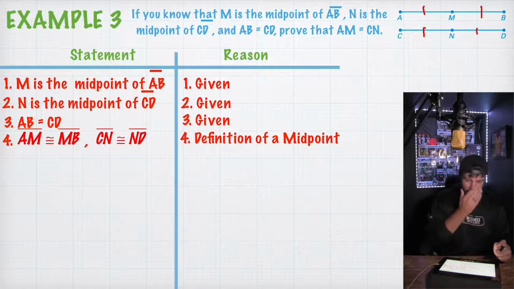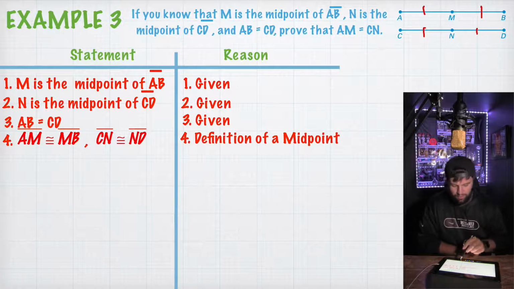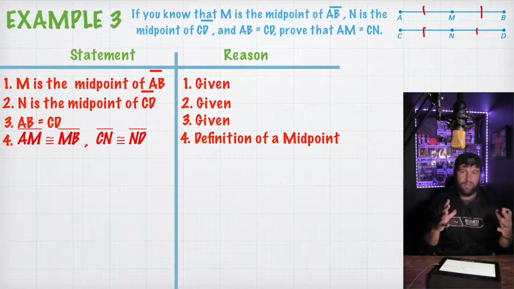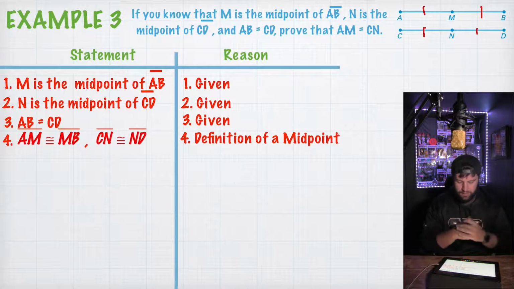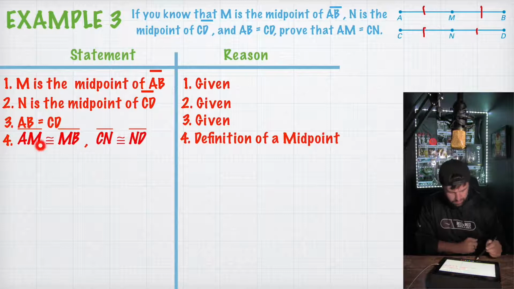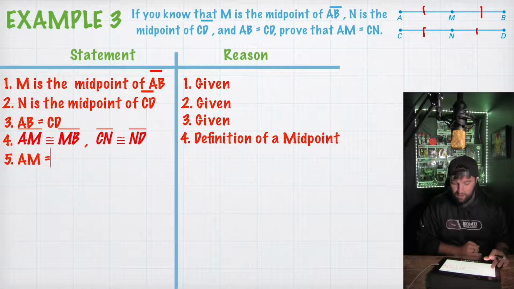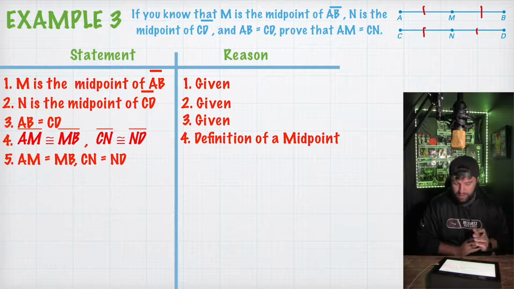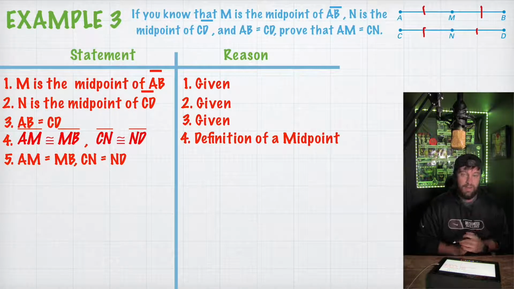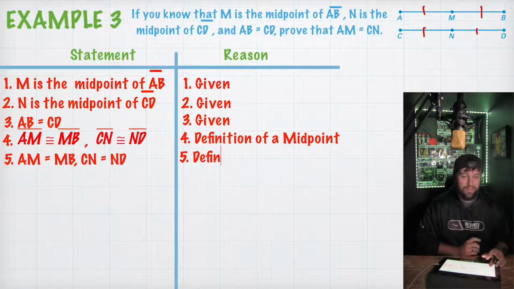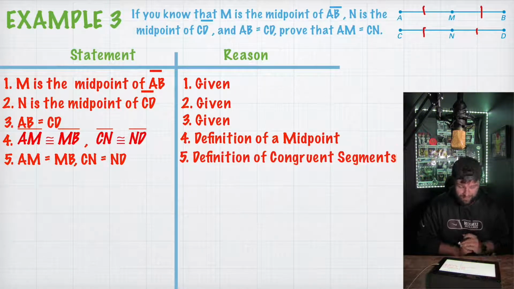So now that we know that, we know they're congruent, and from here on out they're equal to each other. So if you know this is congruent and this is congruent, we could also say that they're equal to each other. So AM equals MB and CN equals ND. Okay, and the reason for that is the definition of congruent segments. Okay, another definition.